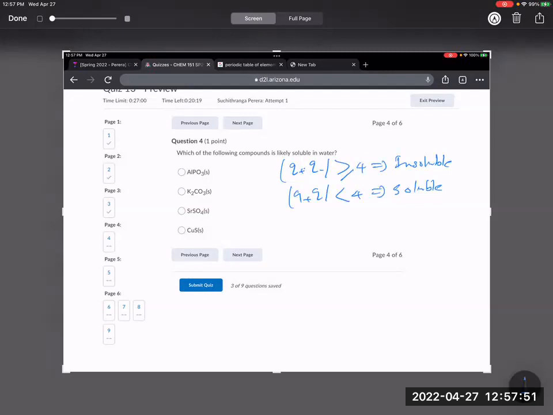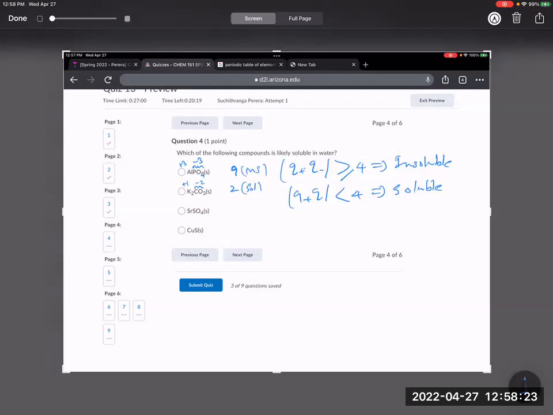So if you think about phosphate, or PO3 actually, this is supposed to be phosphate. But anyway, we know aluminum is +3. Therefore, this must be -3. Therefore, the charge product for the first compound is -9. The absolute value is 9, which is greater than 4. Therefore, it should be insoluble. Carbonate is -2, potassium is +1, the charge product is 2, therefore this should be soluble.